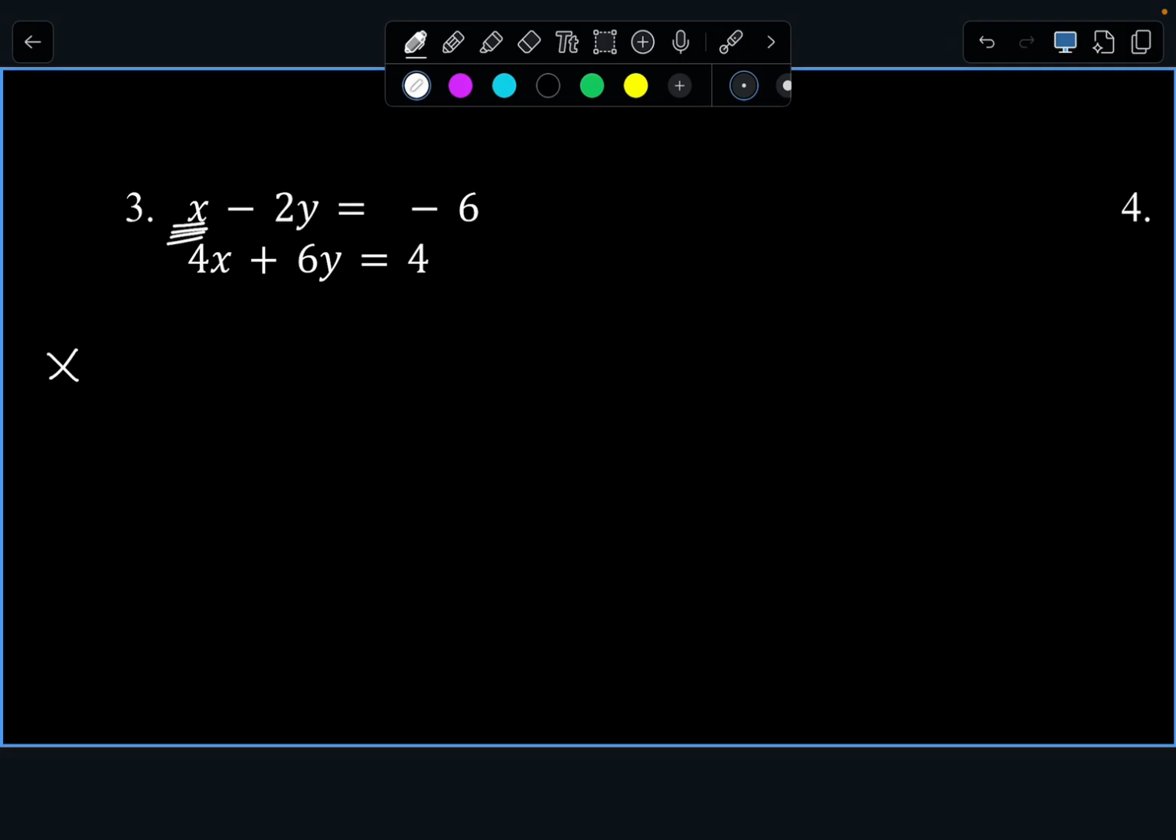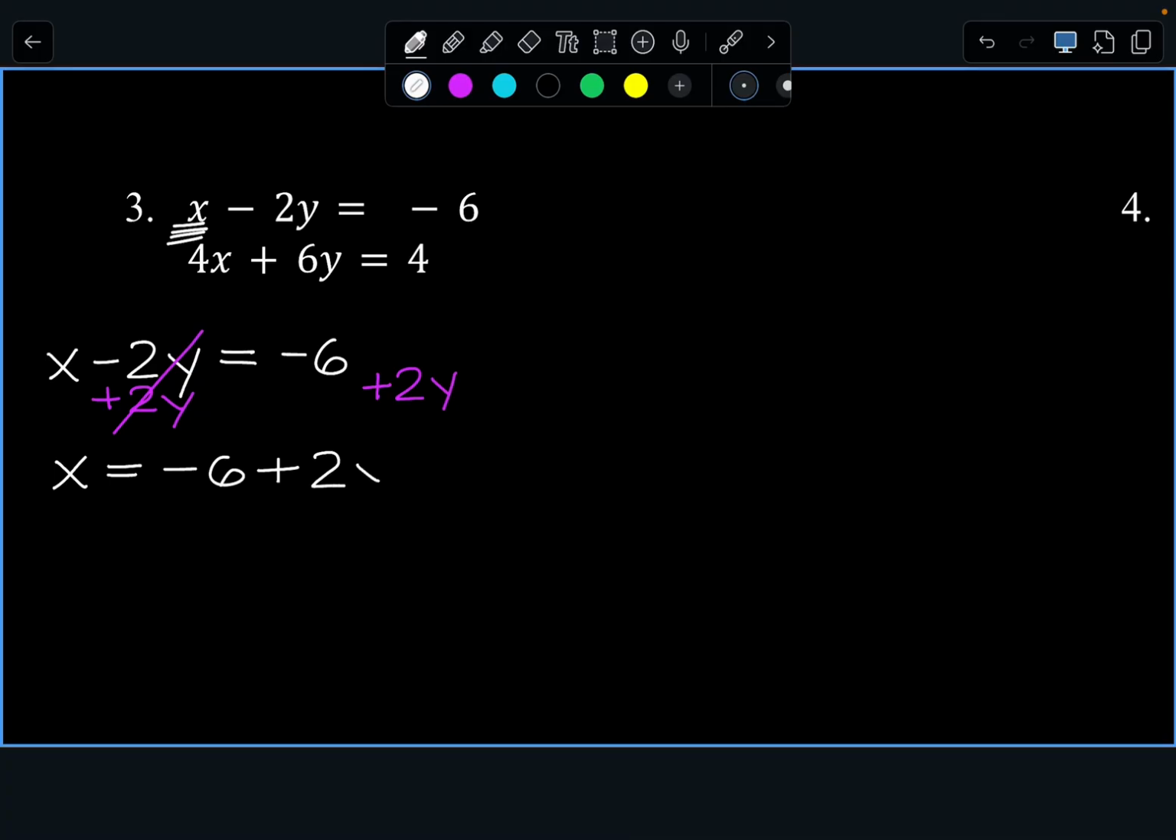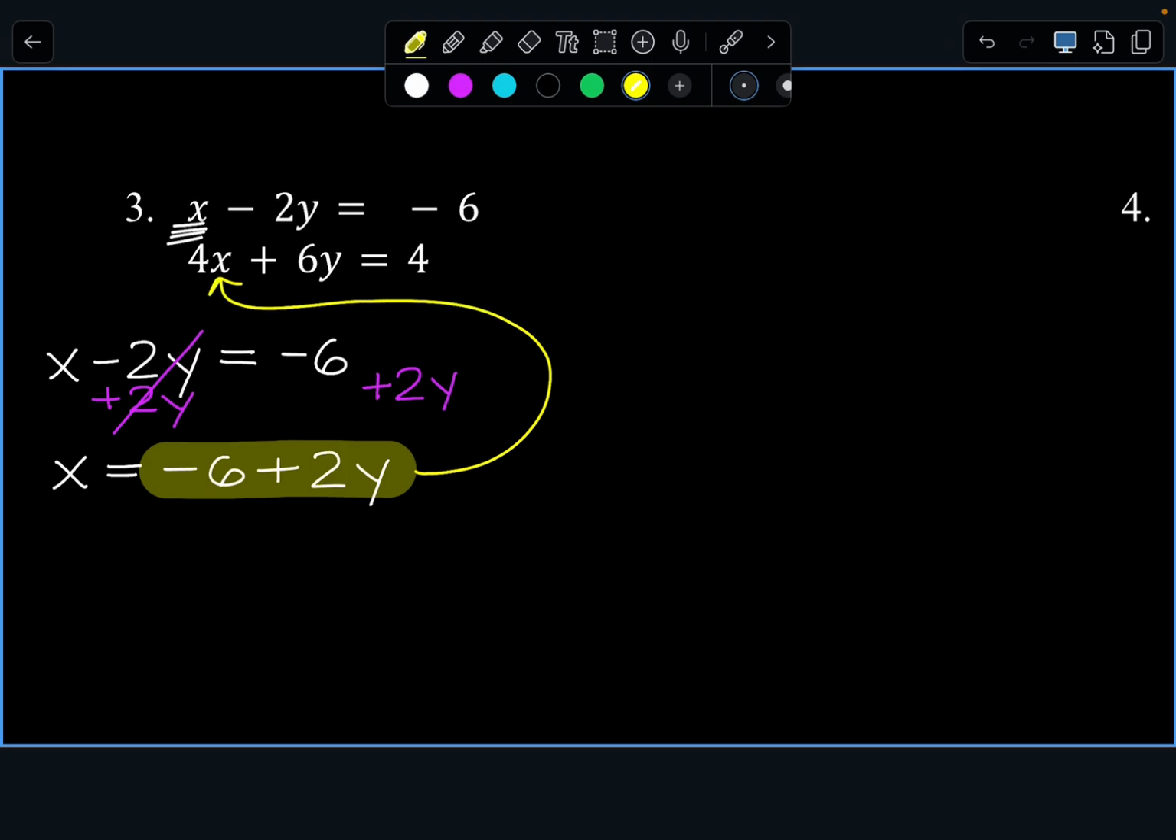If I start with x minus 2y equals negative 6, to get x alone, I'd have to add 2y to both sides. So I'd be left with x equals negative 6 plus 2y. Now that x is alone, I can substitute that expression in for x here.